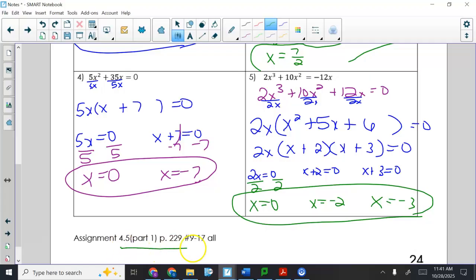All right, your assignment is from the textbook, page 229, number 9 through 17, also posted on Canvas. All right. Try to have this done for tomorrow.